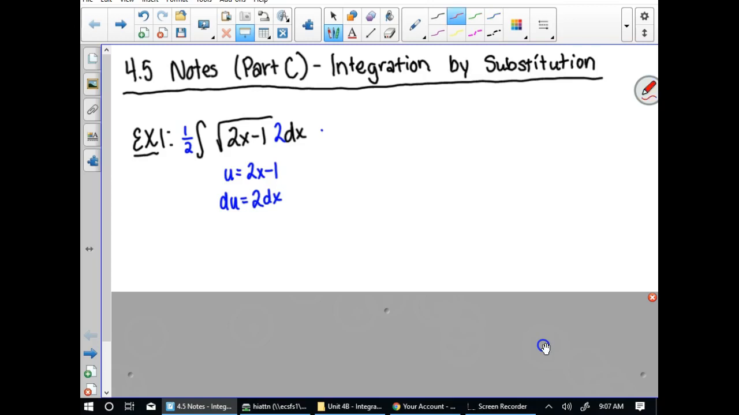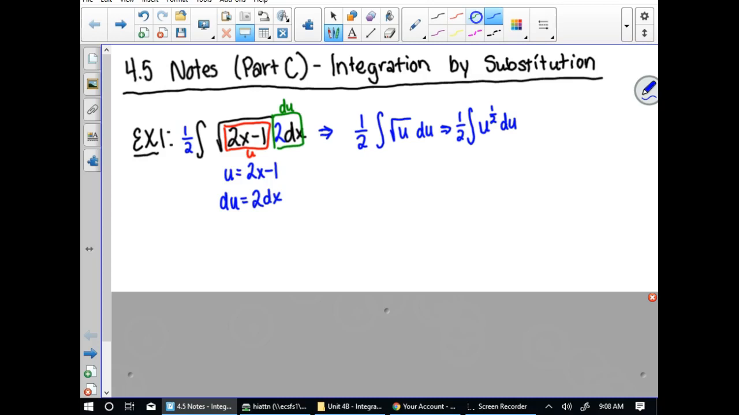And so now, if we convert to our u's, this part right here is u, this part right here is du. So we've got 1/2 integral of the square root of u du, or if we want, we can write that 1/2 integral of u to the 1/2. And then we will just integrate here.